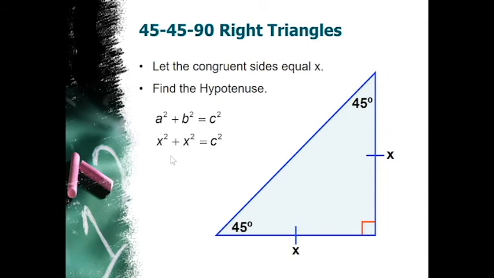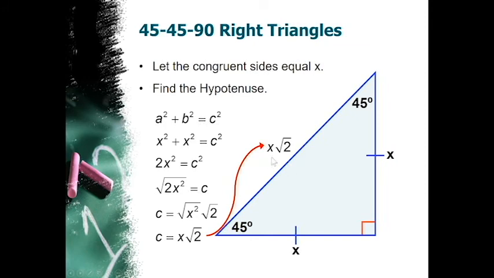So x squared plus x squared gives us 2x squared. We would then square root both sides. We have a perfect square right here, so we would break that up and go square root of x squared times square root of 2. The square root of x squared gives us x, times the square root of 2. So our rule for this side of a 45, 45, 90 triangle is the x root 2 relationship. Whatever the value of x is, you multiply by root 2 to get the hypotenuse length.